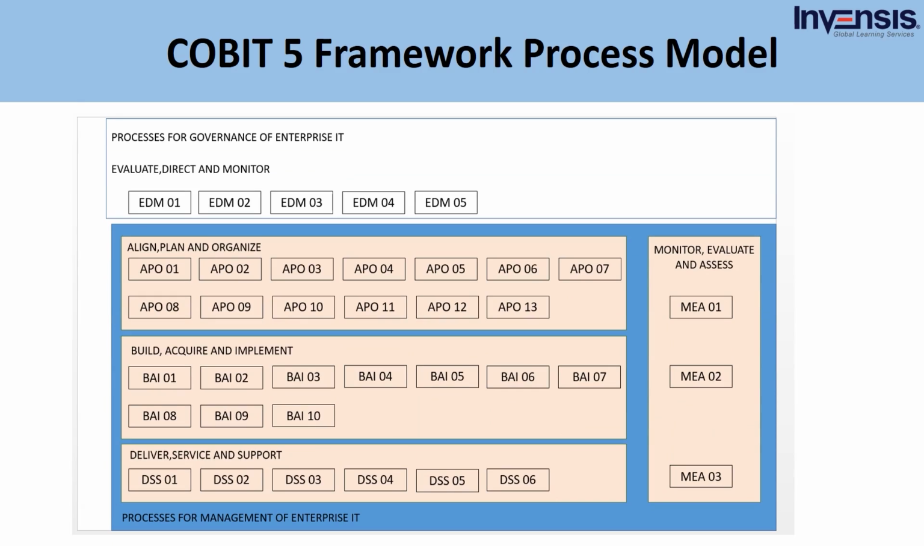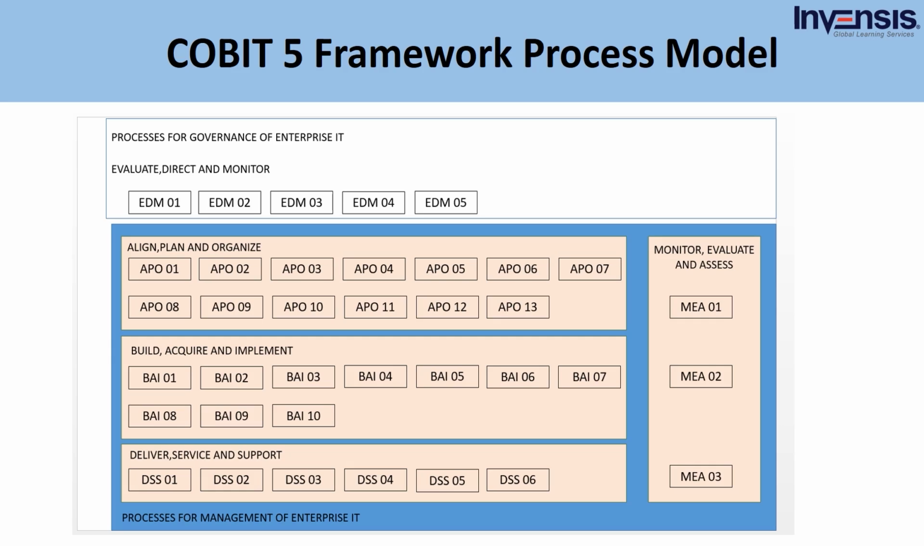The COBIT 5 framework process reference model involves firstly processes for the governance of enterprise IT and secondly processes for management of enterprise IT. The governance layer has 5 processes under EDM, that is evaluate, direct, and monitor, which are EDM-O1 to ensure governance framework setting and maintenance, EDM-O2 to manage strategy, EDM-O3 to ensure risk optimization, EDM-O4 to ensure resource optimization, EDM-O5 to ensure stakeholder transparency.